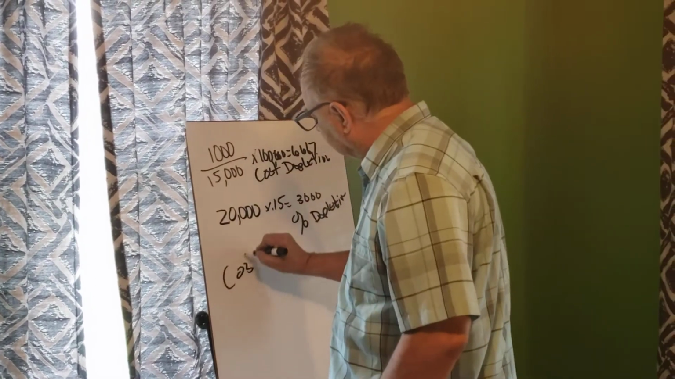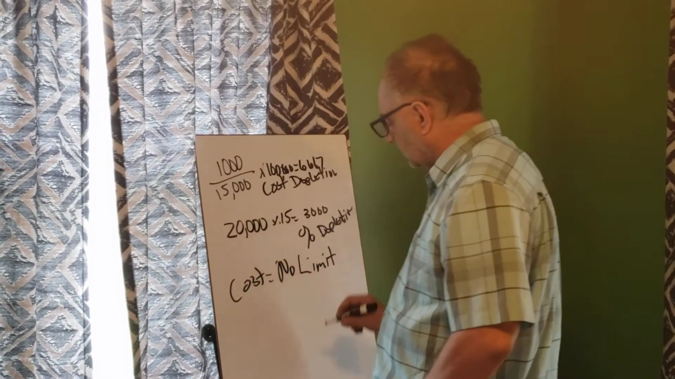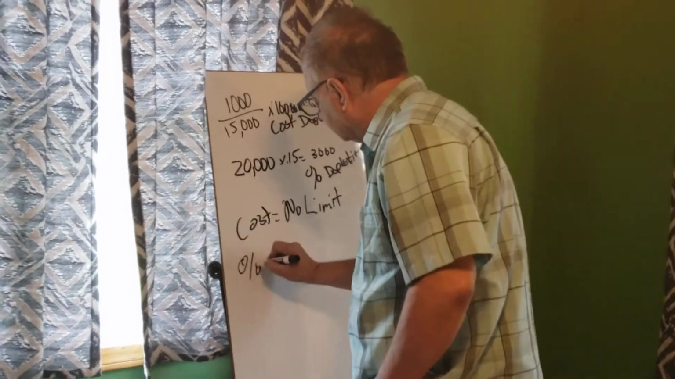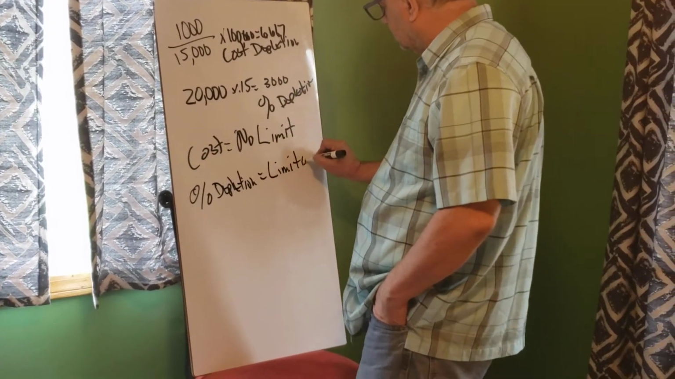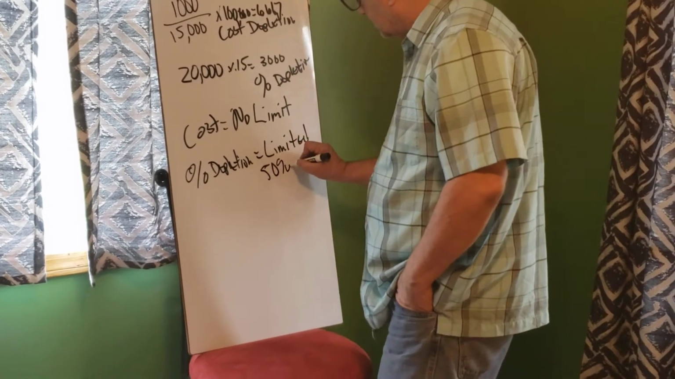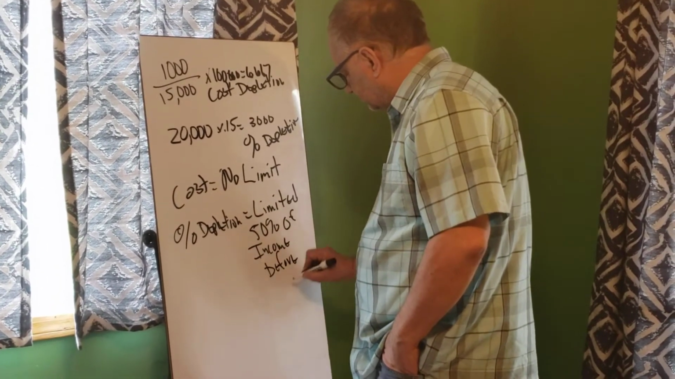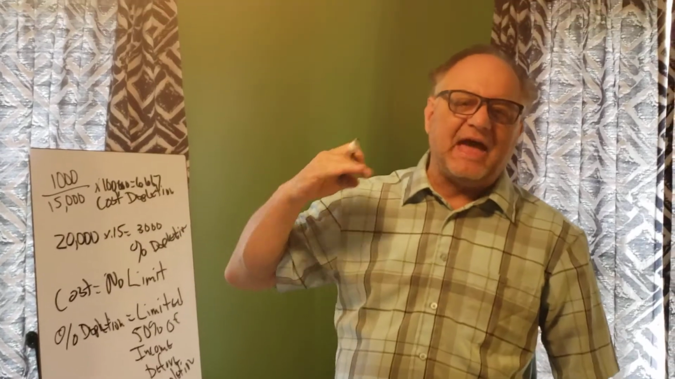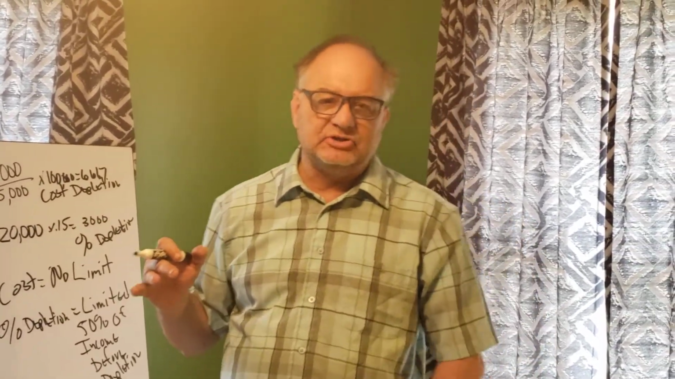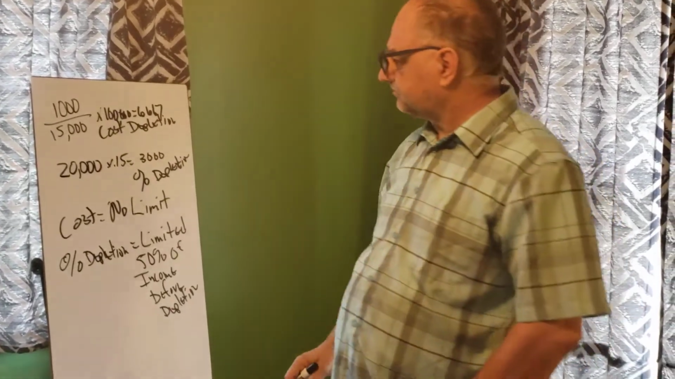Now when it comes to cost depletion, there is no limit on how much depletion I can take. When it comes to percentage depletion, I'm limited to 50% of my income before the depletion amount. In other words, I am going to take my income minus all my expenses, except for depletion. Once I get that number, my percentage depletion amount is then limited to 50% of whatever that number is. Okay.